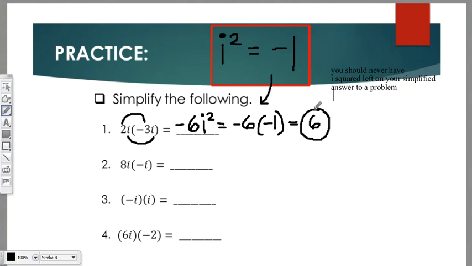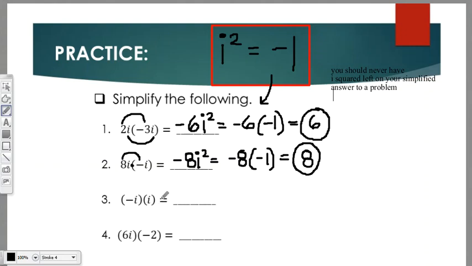Okay, let's try the next one. Remember, this is 8i times negative 1i. 8 times negative 1 is negative 8. i times i is i squared. Negative 8 times what i squared really is, which is negative 1. Negative 8 times negative 1, a negative times a negative is a positive. Okay, be careful. I will oftentimes see that people will change this into like a negative 8 minus 1, but they're timesing. They're always timesing here, so be very, very careful.